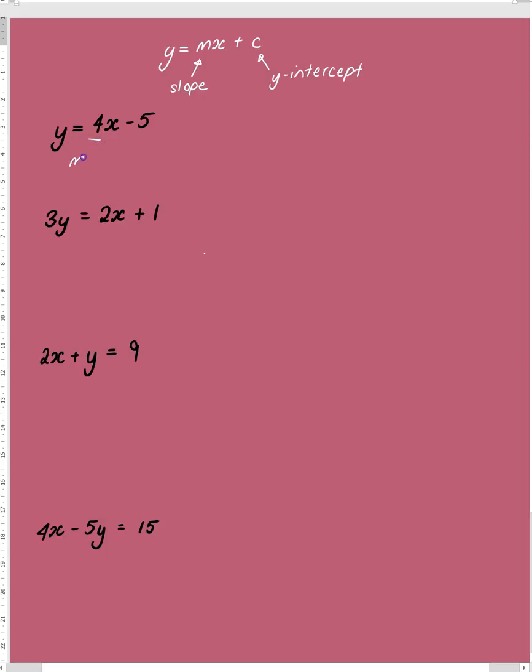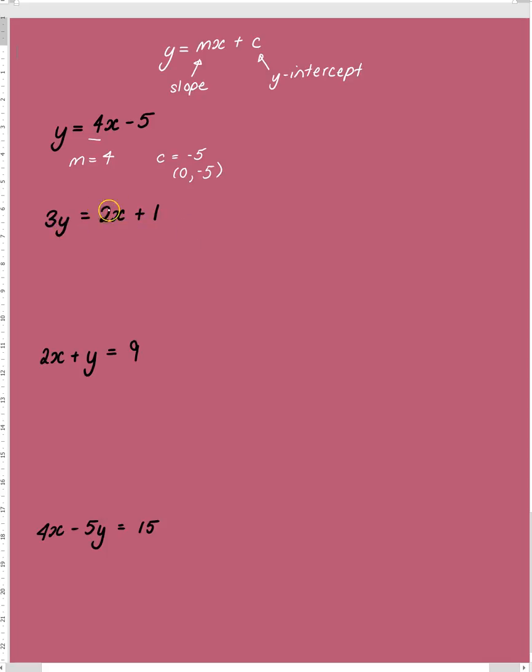So we say that the slope m is equal to 4. Not 4x, not anything else, just 4. Okay, the slope is a number. And our y-intercept, so c, is minus 5. If you wanted to, you could write that as 0, minus 5, because we know that our y-intercept occurs when x is 0. So that one's nice and straightforward.